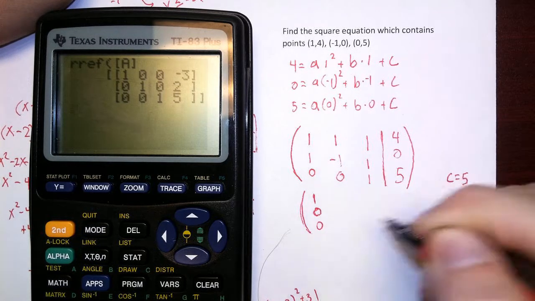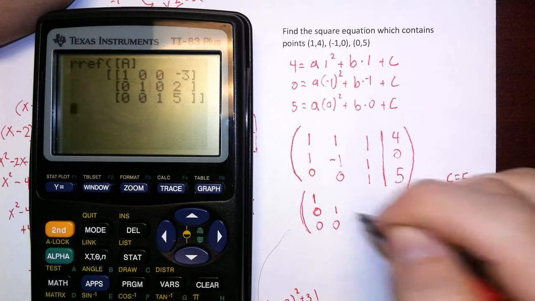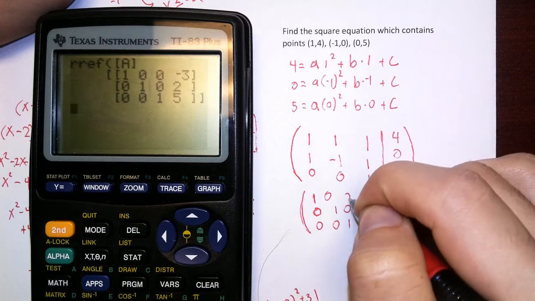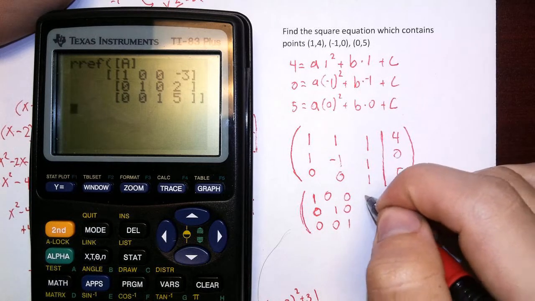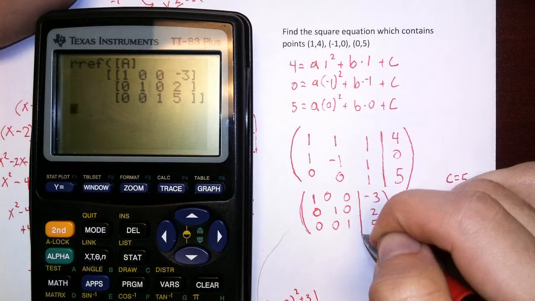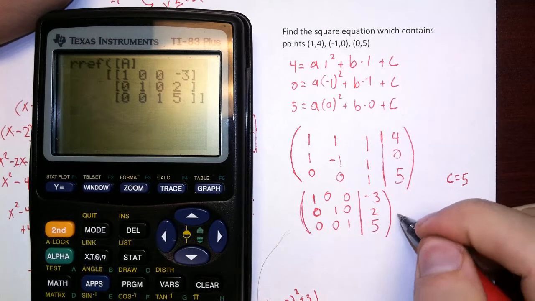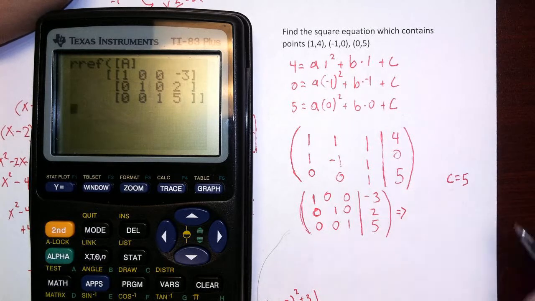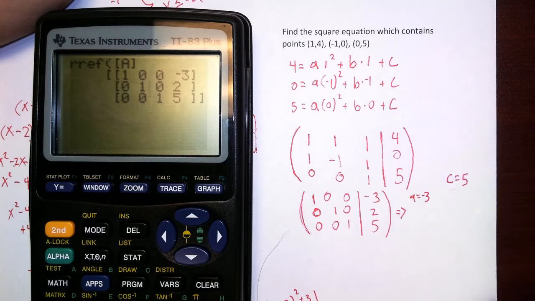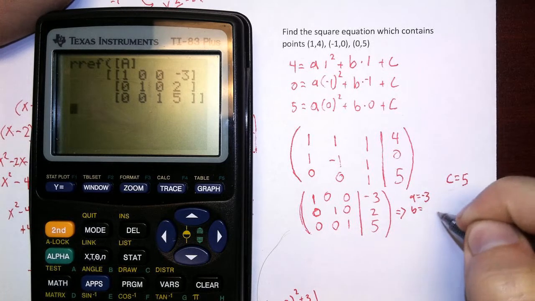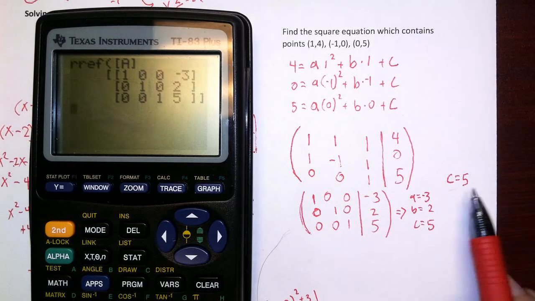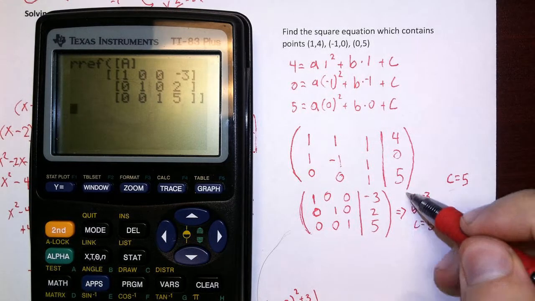Our matrix is reduced into simplified form, and this now tells us what each of our variables is equal to. Cool, so from here, therefore, A is going to equal negative 3, B is going to equal 2, and C is going to equal 5. Just like we predicted, which is good.